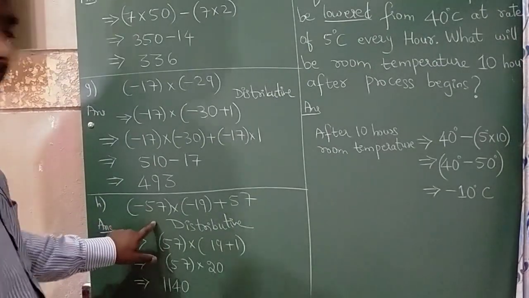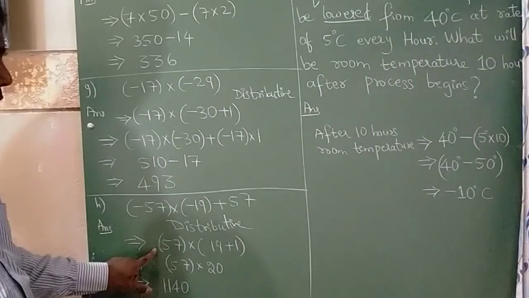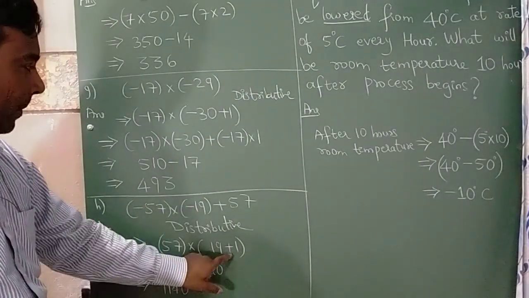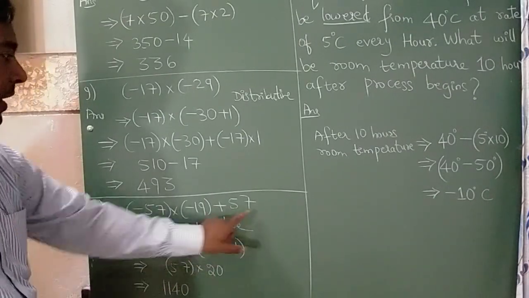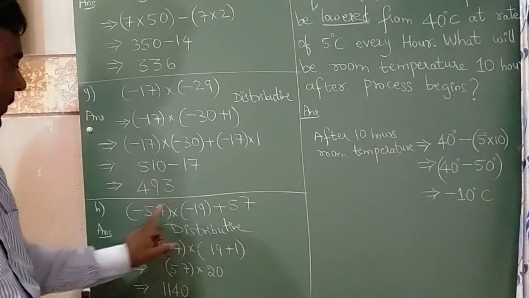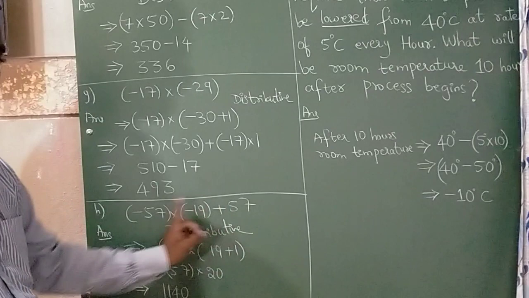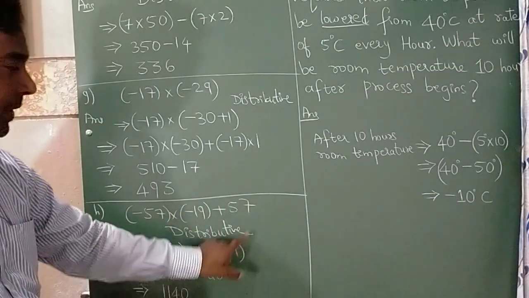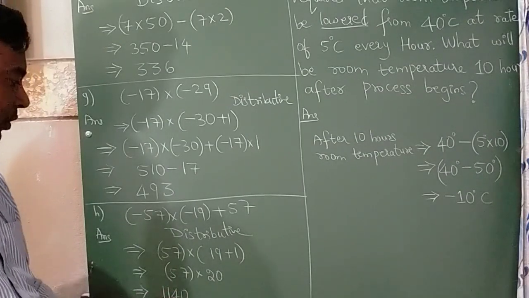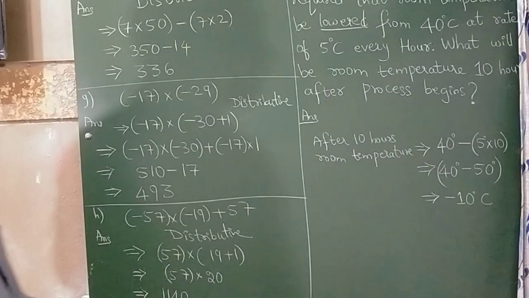Fine. H. Minus 57 into minus 19 plus 57. Now this is the distributive property. What I have done is, I have taken 57 as common. Minus into minus is plus, so I have taken 19 plus, since I have taken 57 common, 1 is left here, so it is 1. Are you understanding? So 19 plus 1 is 20. So if you multiply these two, you will get 1140. So let's move on to the sixth question.